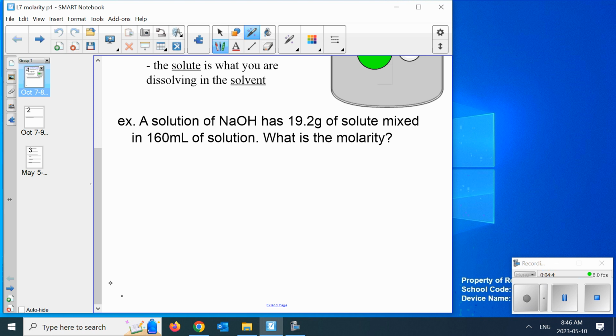So, how about this one? NaOH, that's sodium hydroxide. A solution of sodium hydroxide has 19.2 grams of solute, that's sodium hydroxide, dissolved in 160 mL of a water-based solution. We're always assuming it's water.